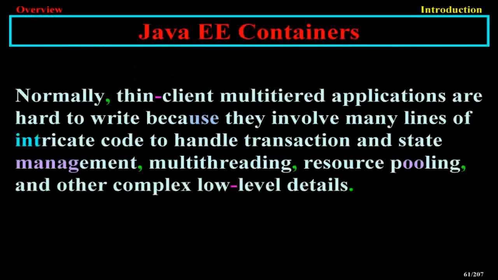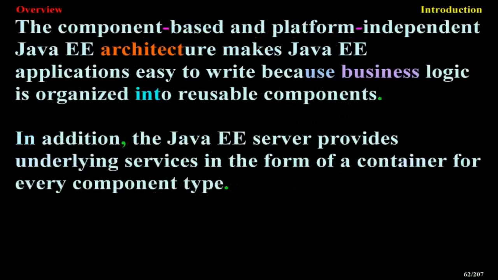Java EE containers. Normally, thin client multi-tiered applications are hard to write because they involve many lines of intricate code to handle transaction and state management, multi-threading, resource pooling, and other complex low-level details. The component-based and platform-independent Java EE architecture makes Java EE applications easy to write because business logic is organized into reusable components. In addition, the Java EE server provides underlying services in the form of a container for every component type.